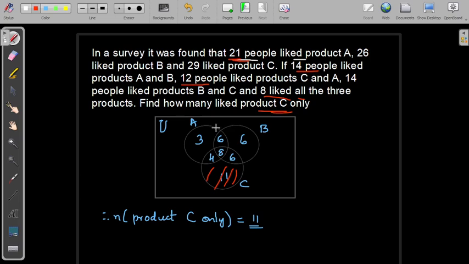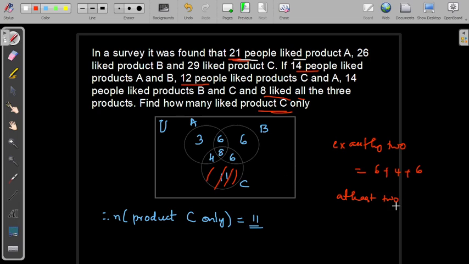Exactly two of the products. Suppose they ask exactly two of the products, then 6 plus 4 plus 6. So this is the region. Exactly 2: 6 plus 4 plus 6. So you can answer as many sub questions as you want if you draw one diagram once.